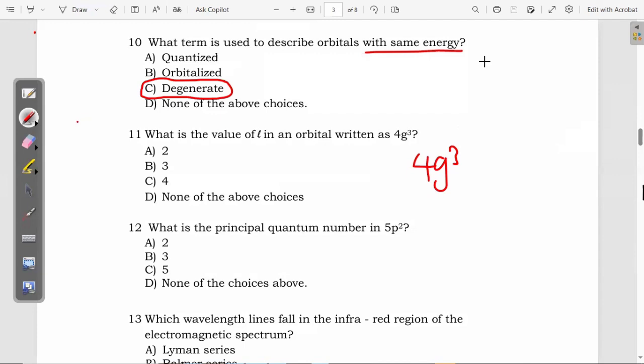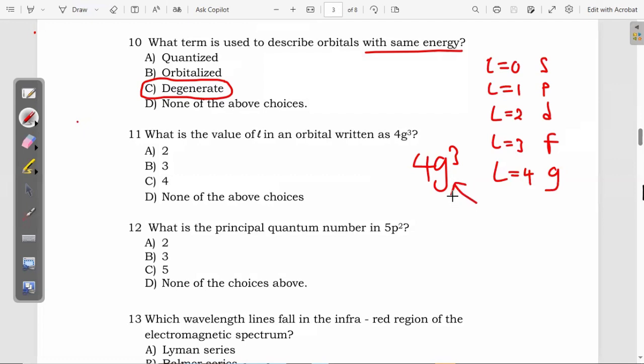So here you have to know this. If my L is 0, then I have the s subshell. If my L is 1, I have the p. If my L is 2, I'll have the d. If my L is 3, I'll have the f. If my L is 4, I'll have the g. So here I can see the g subshell, meaning that my L there is simply 4. So I come here and pick 4.